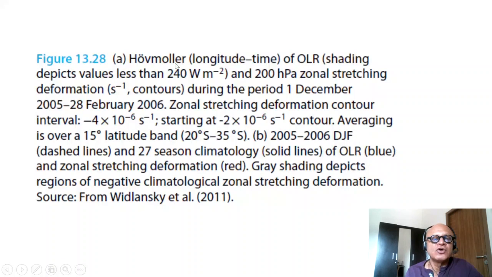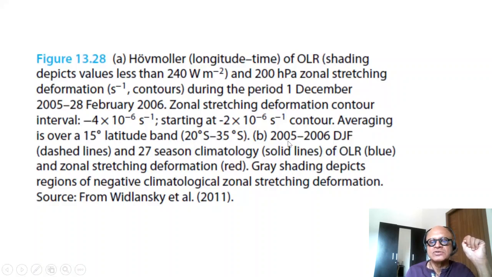The OLR shading depicts values less than 240, which is deep convection, and 200 hectopascal zonal stretching deformation, which is what is always critical for waves, during the period 1st December 2005 to 28 February 2006. Zonal stretching deformation contour interval, etc. Averaging done over 15-degree latitude band that we already saw.